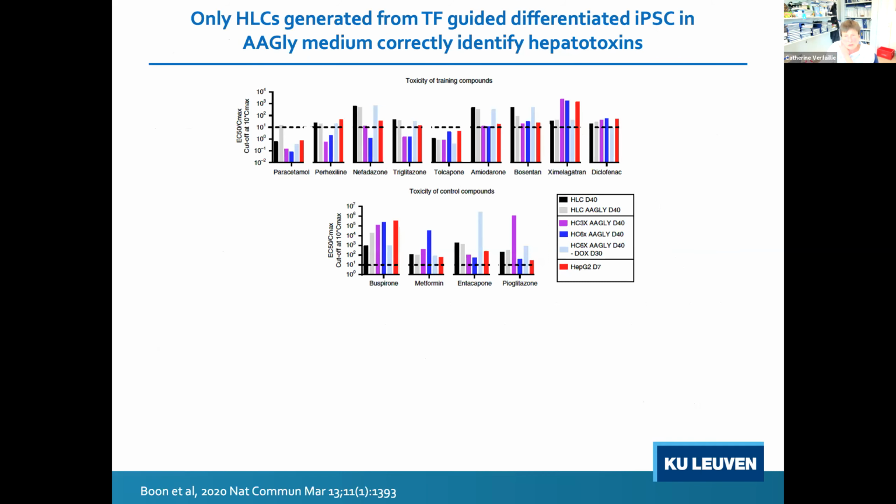We also tested the IMI training compound list, which contains all of these drugs listed here. So these are non-toxicants to the liver, and these are controlled toxicants to the liver. And again, in black is hepatocyte-like cells without genome engineering and without medium engineering. The gray is without genome engineering, but with medium engineering. And then purple and blue are genome engineering and medium engineering. And then to find out whether genome engineering is important, we removed the doxycycline on day 30 and left them in the optimized medium until day 40.